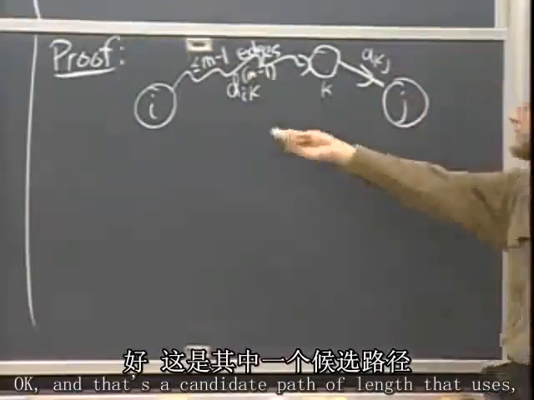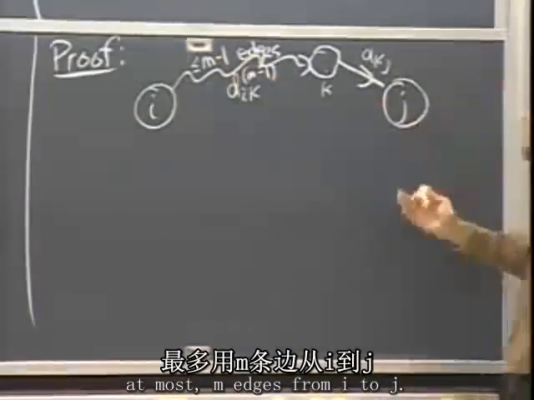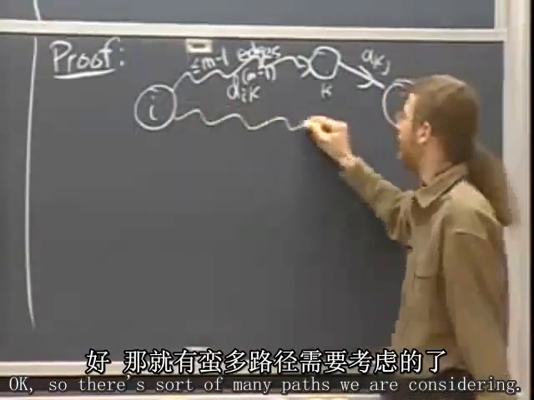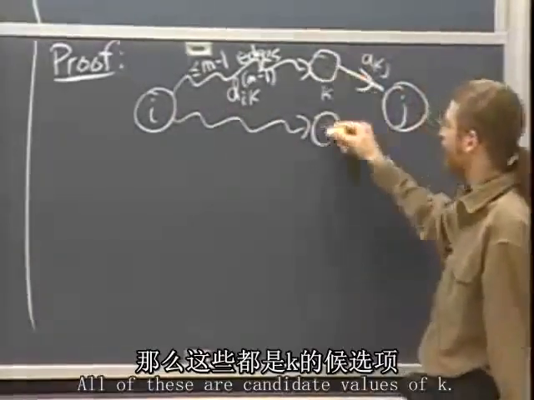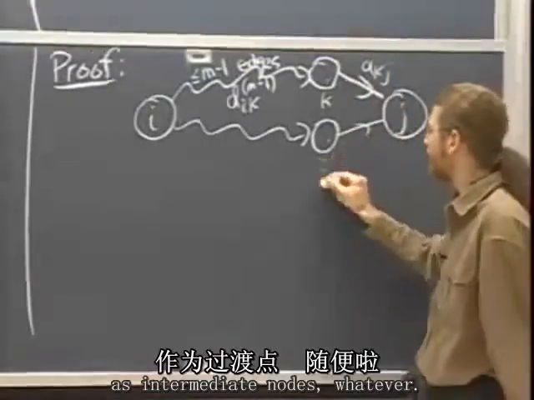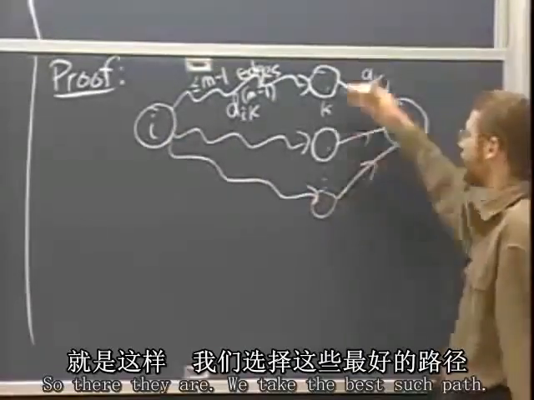Okay, and that's a candidate path that uses at most m edges from i to j, and this is essentially just considering all of them. So there are many paths we're considering. All of these are candidate values of k. We're taking the min over all k as intermediate nodes. So there they are. We take the best such path.